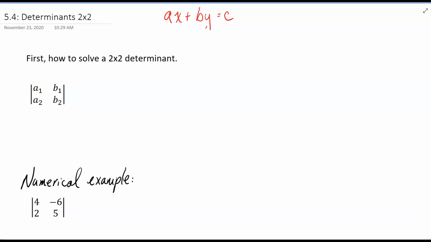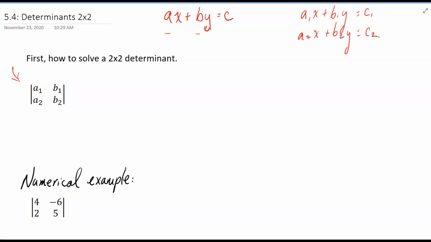And what I have here is a 2 by 2 determinant. It has 2 rows and 2 columns. And it has a place for each of the coefficients of my linear equations, a and b. So we would have our linear equations a1x plus b1y equals c1 and a2x plus b2y equals c2. All right, so when your equations are in this form, you can use determinants to solve them.